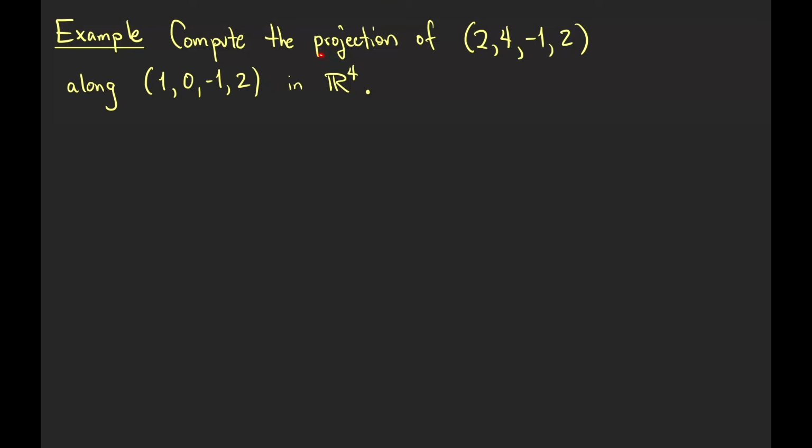Let's do some examples. In the first one, I want to compute the projection of this vector in R4, (2, 4, -1, 2), along this other vector in R4, (1, 0, -1, 2). Okay, so how do we do it? Well, let's just apply the formula. We're going to let P be the projection.